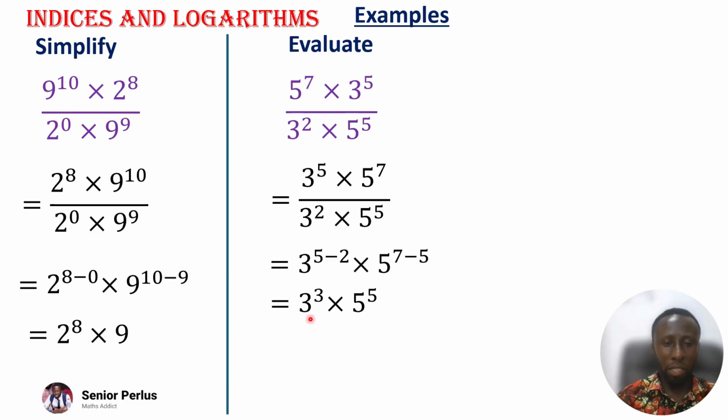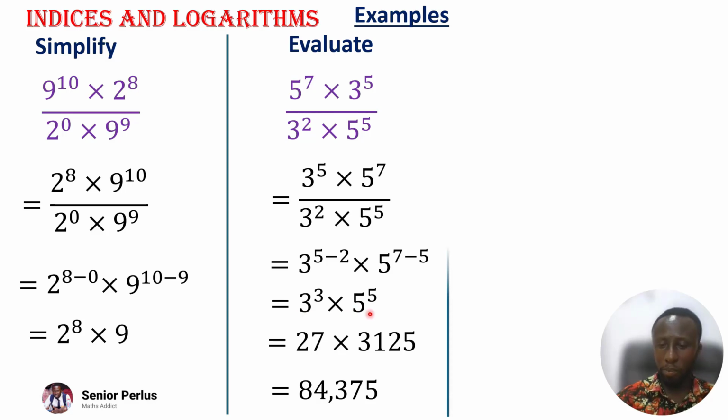Good. So we cannot do anything here since the bases are not the same. If the bases are the same, then we will apply the product law, but the bases are not the same here. But they say we should evaluate. So we have to get the actual answer, 27 times this, then this is our answer. Good. But if it is for just simplify, we just leave the answer here. Another example here.